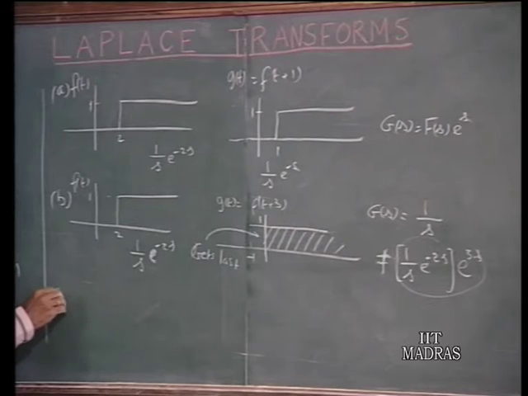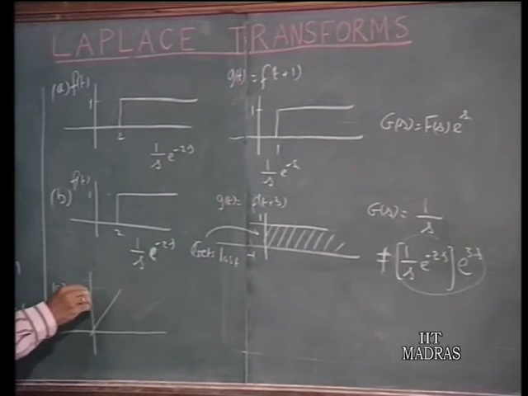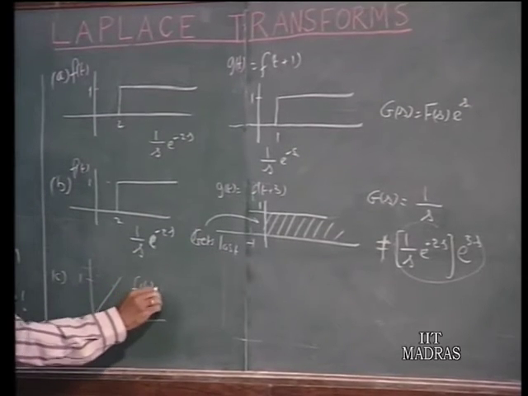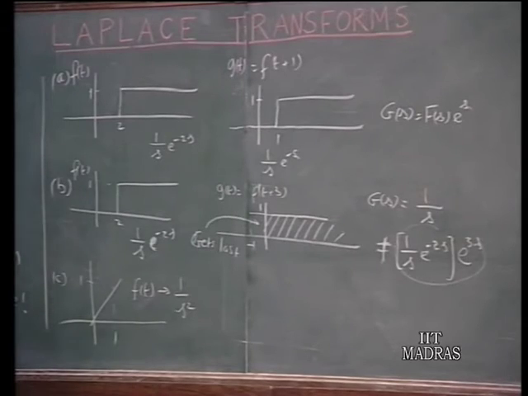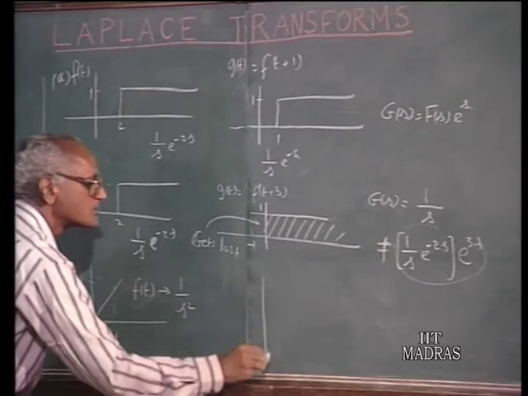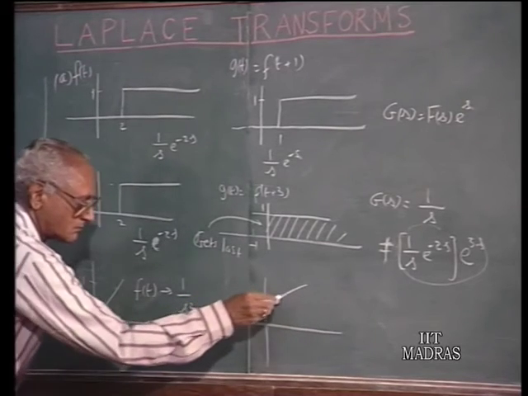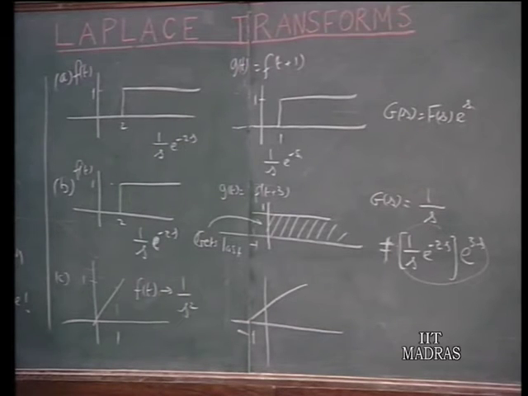Let me take a third example. Suppose I have f of t, which is a ramp function. So, f of t here will give me 1 over s square. Suppose I advance this by one second. So, this I will call g of t.